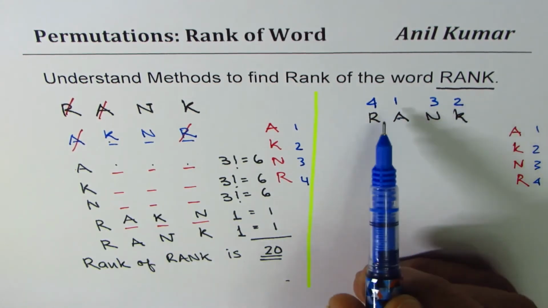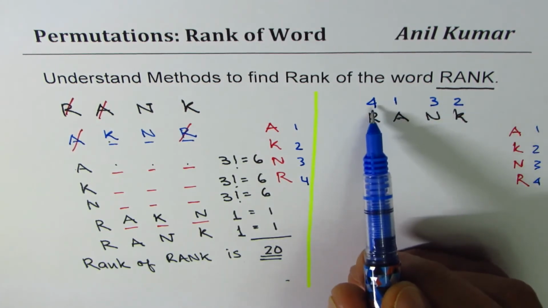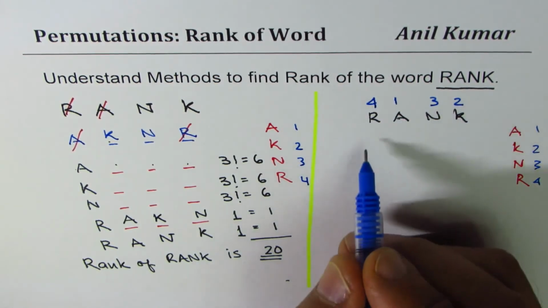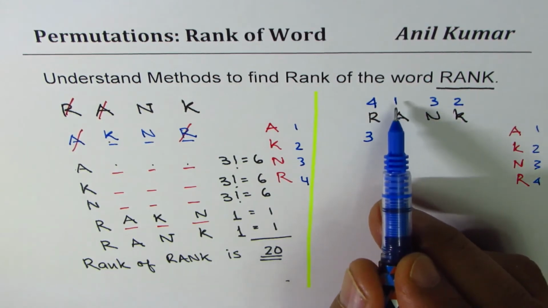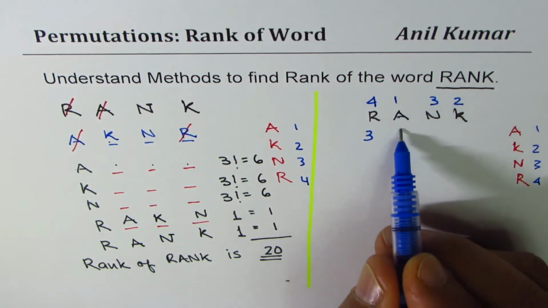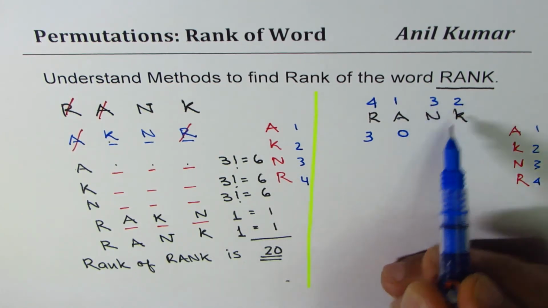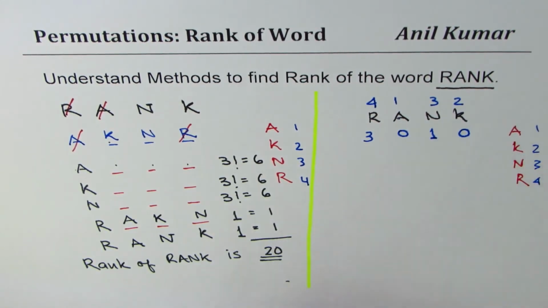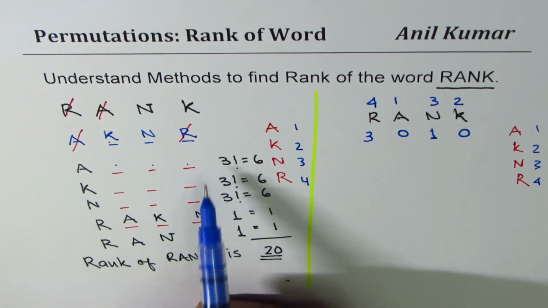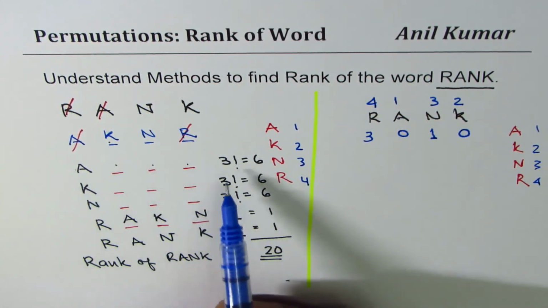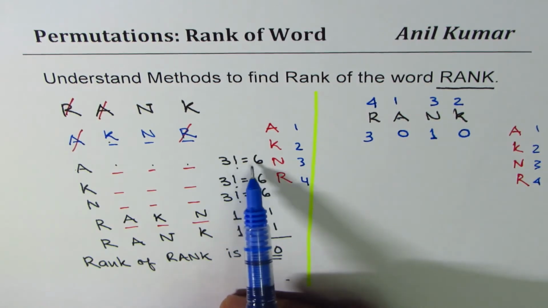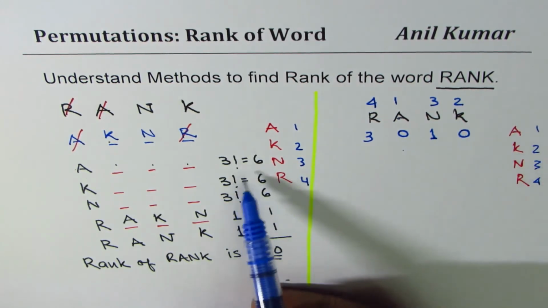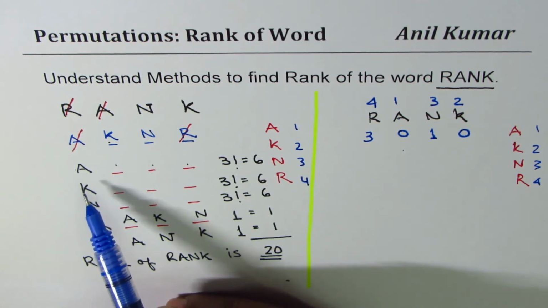So what we see here is, how many numbers to the right of 4 are less than 4? 1, 2, 3 numbers. So we write the number 3 here. How many numbers to the right of 1 are less than 1? None. So we write 0 here. How many numbers to the right of 3 are less than 3? One number is there, so we write 1. And nothing can be less than the last one, so we get 0. We also saw that starting with A, there are 3 factorial words which can be formed, all the ways in which words starting with A can be formed.